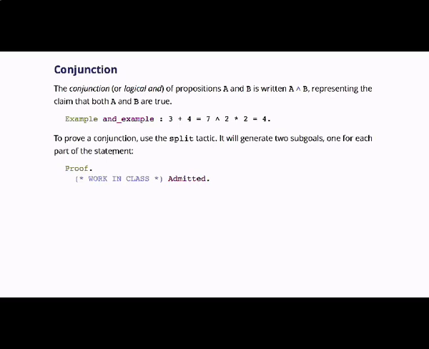Let's talk about and. So and in Coq is written with forward slash backslash, or when it's ASCII-fied, it looks like that. And is a function, if you want, that takes two propositions and yields a proposition. And since I'm now introducing a new kind of logical thing, I should also introduce a way of proving things with it. And that way of proving things is called split. So let me show you that.